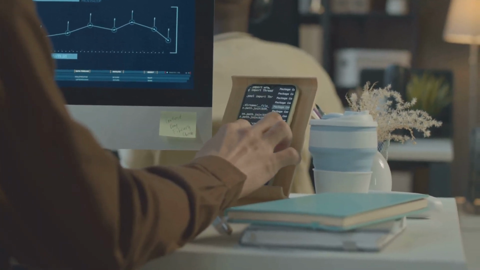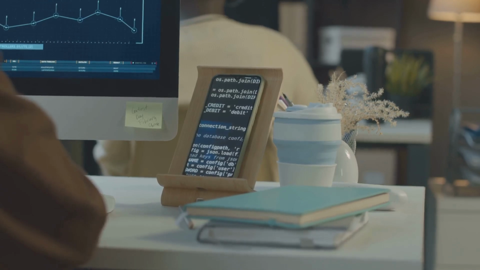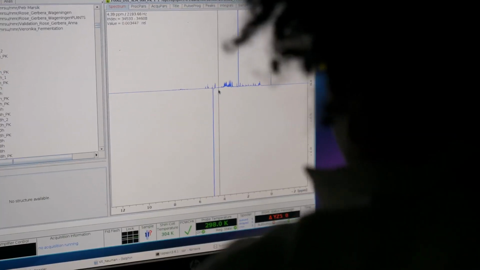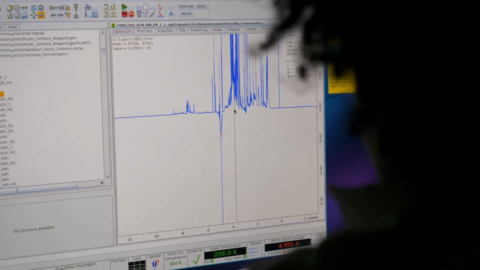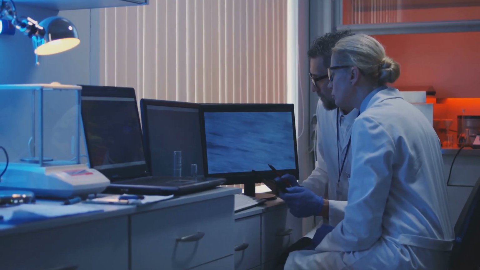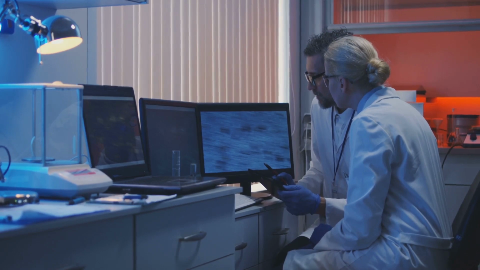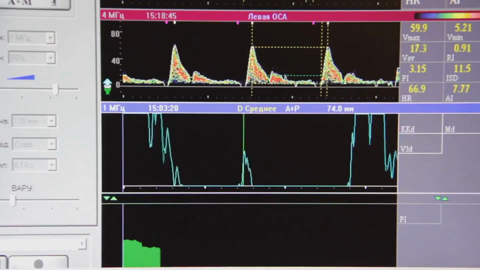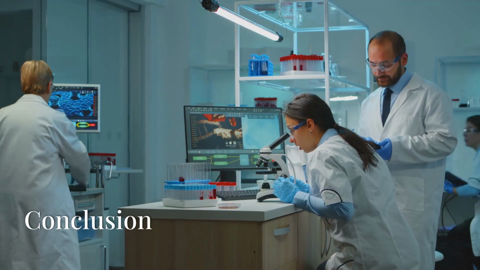Data visualization tools such as the Integrative Genomics Viewer (IGV), UCSC Genome Browser, and R packages, for example ggplot2, provide graphical representation of genomic and pharmacogenomic data. Visualization tools help researchers and clinicians interpret complex data sets, explore genetic variants, and identify patterns or trends.